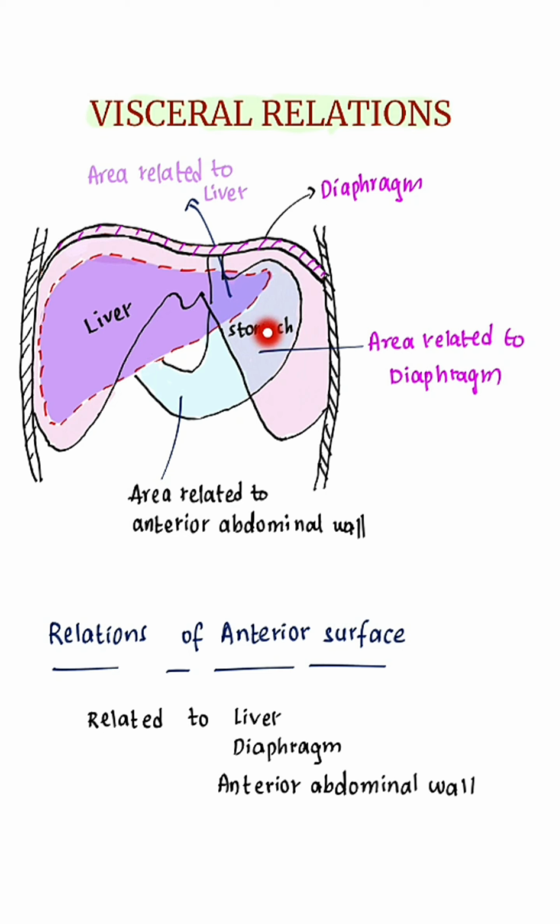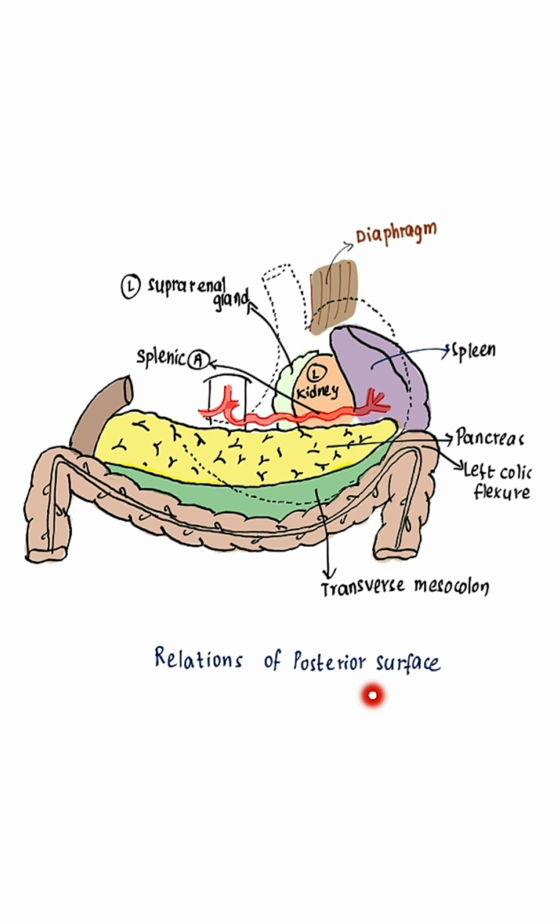The left half of this surface is related to the diaphragm and rib cage. On its lower part, it is related to the anterior abdominal wall. Relations of the posterior surface. The posterior surface of the stomach is related to the structures forming the stomach bed. These structures are the diaphragm, left kidney, left suprarenal gland, spleen, splenic artery, pancreas, transverse mesocolon, and left colic flexure.